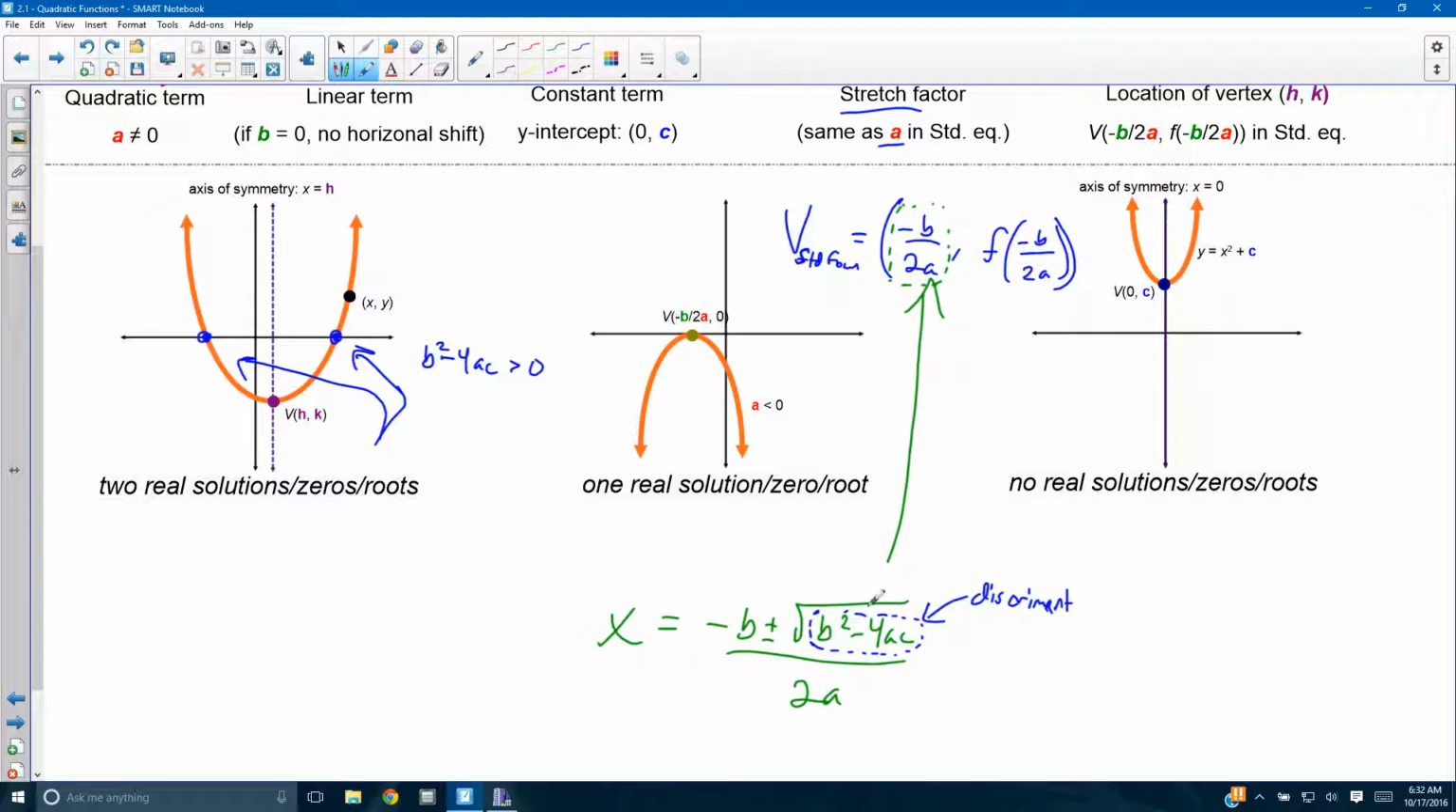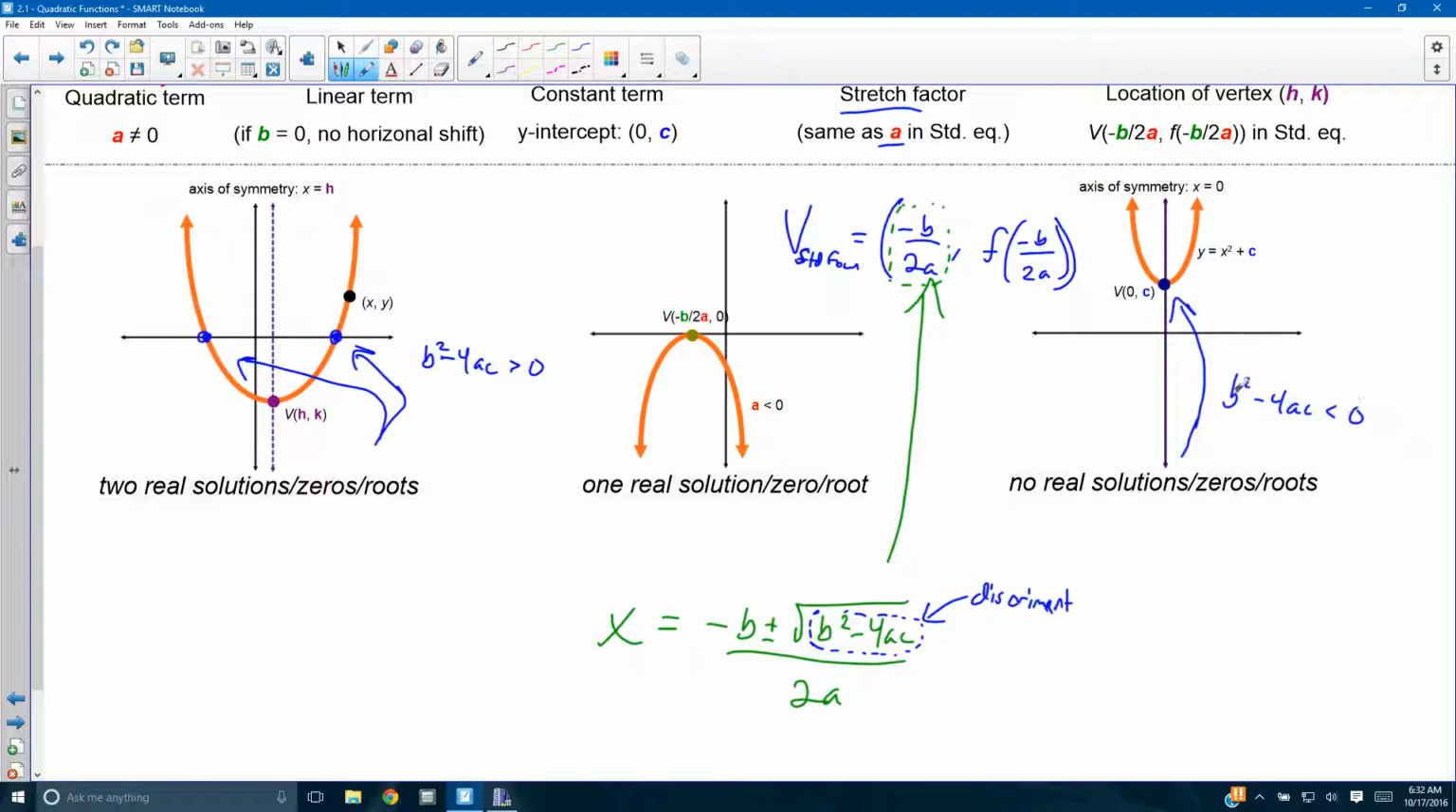Now, why is that the case? Because if you have a positive number here and you take the square root of a positive number, you're left with a positive real number. You can then add or subtract that real number, which means if you add it, you get one solution. If you subtract it, you get another solution. That's why. If it's negative, like this example right here, you will get no real solutions. This is when your discriminant is negative.